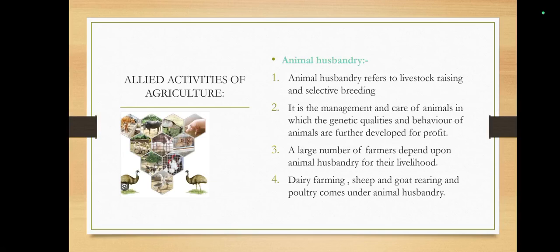Dairy farming, sheep and goat rearing, and poultry come under animal husbandry. Animals provide us with a variety of food products which have high nutritional values, therefore they require a lot of care and attention. Animals are bred commercially in order to meet the high demands of food.